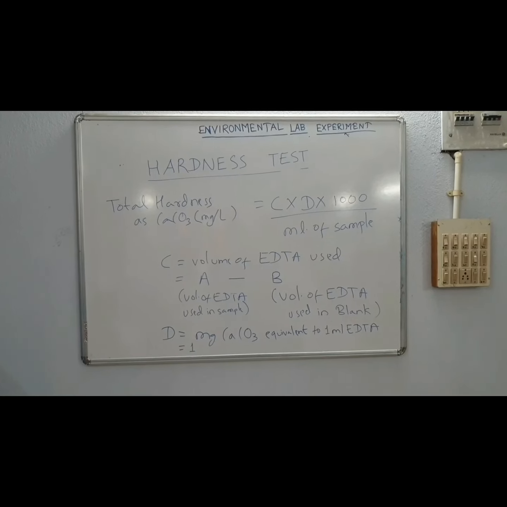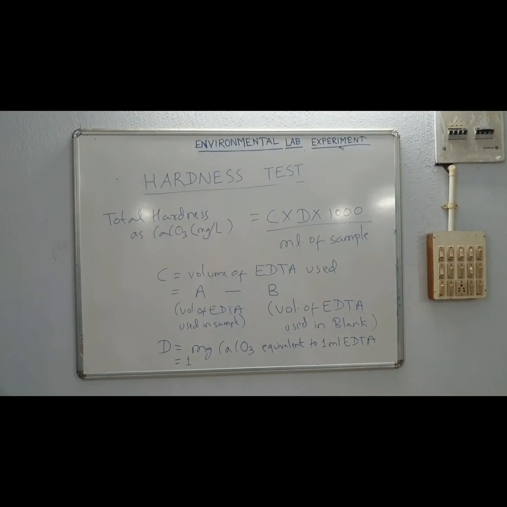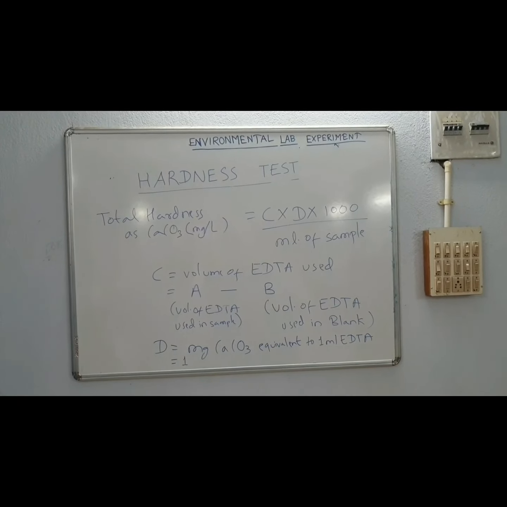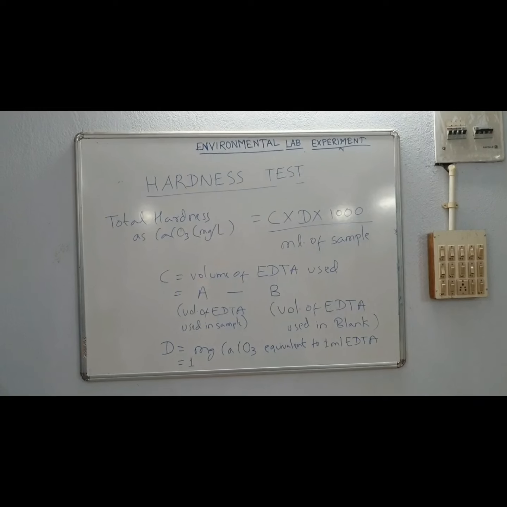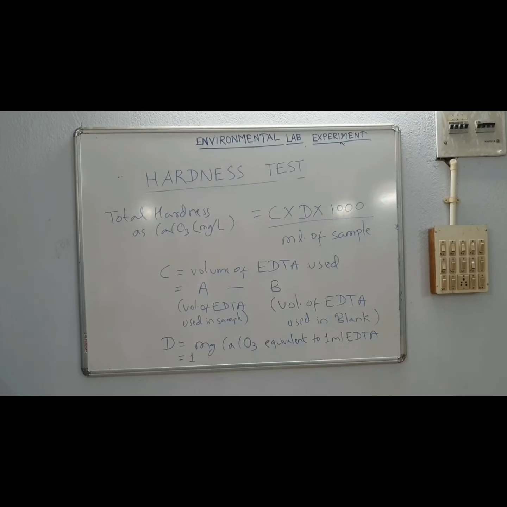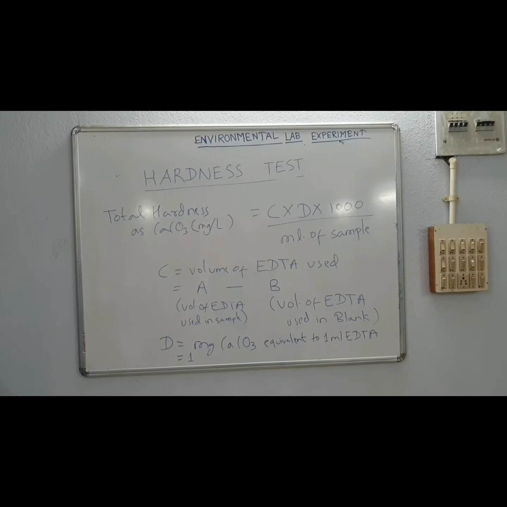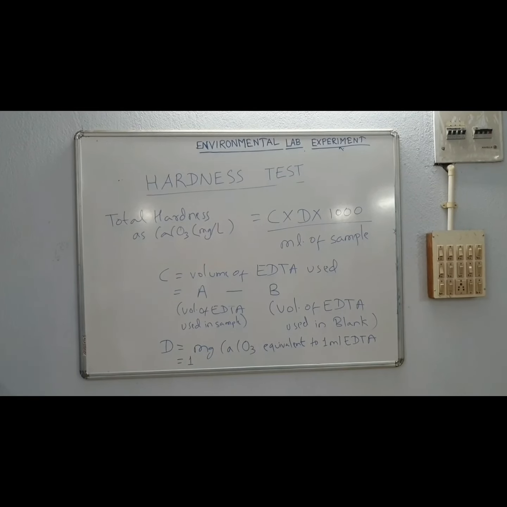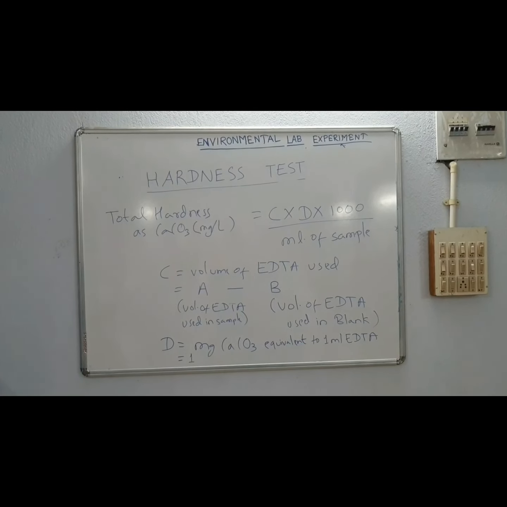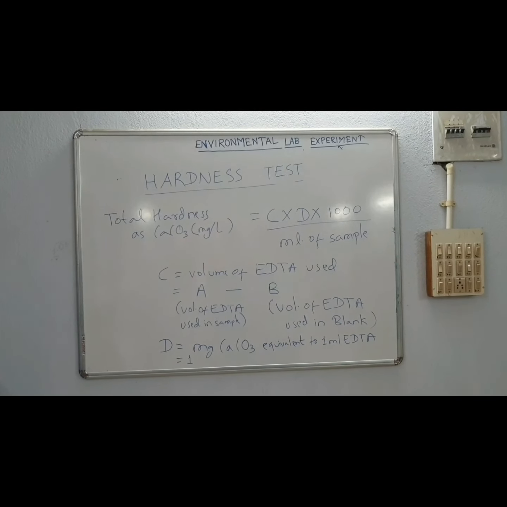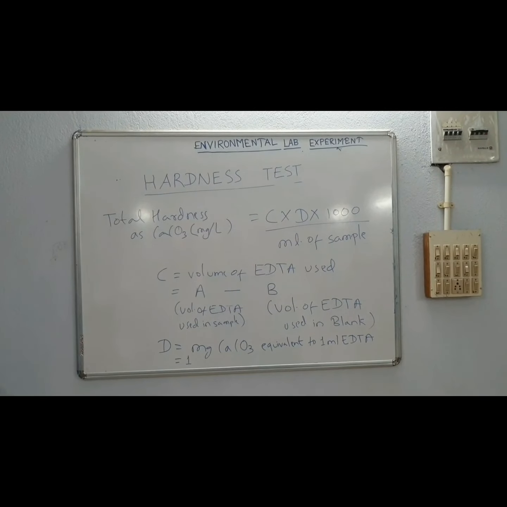Final minus initial volume in the case of distilled water is capital B. And what is D in the formula? D is equal to mg CaCO3 equivalent to 1 milliliter EDTA. From calculation, it has been estimated that the value of capital D is 1. So what will be the formula? It will ultimately be capital A minus B into D, which is 1, into 1000 divided by milliliter of sample, which is 10 milliliter in this case, or it may be 50 milliliter, or as accordingly used in the sample.